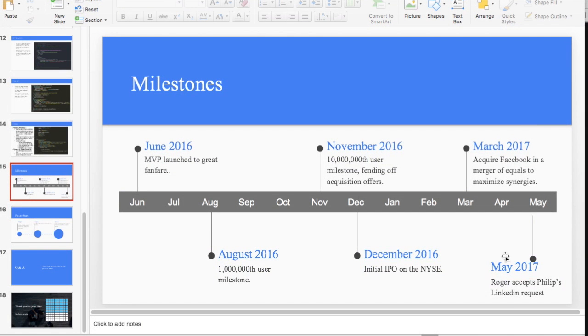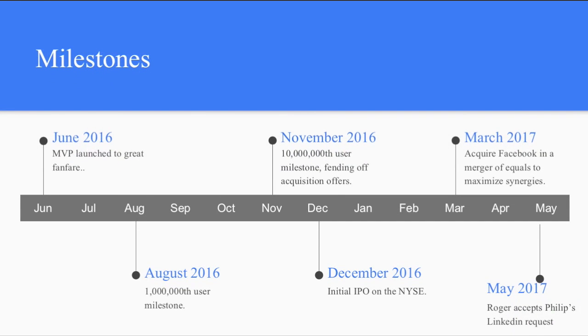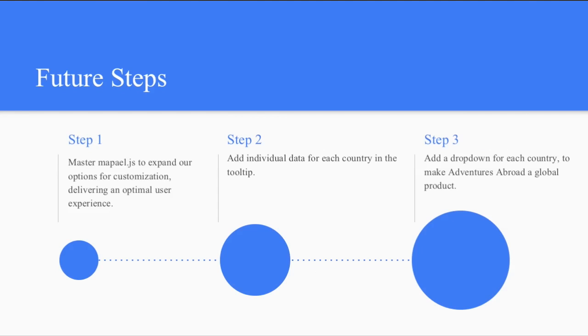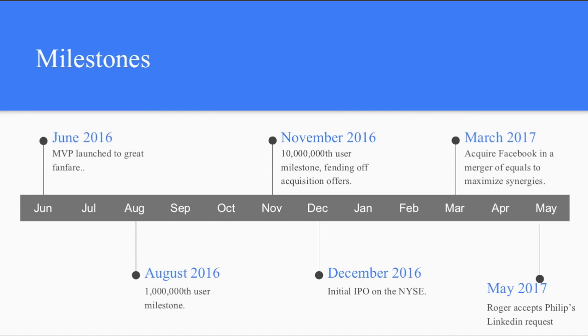All right, so these are our future plans. We launched in June 2016 to great fanfare. And then August 2016, we're going to hit our 1 millionth user. In November 2016, we're going to hit our 10 millionth user, and we're going to fend off some acquisition offers. December 2016, we're going to do an IPO on the NYSE because we'll be too big for the NASDAQ. March of 2017, we're going to acquire Facebook in a merger of equals to maximize synergies. And then May 2017, Roger will finally accept Philip's LinkedIn request.